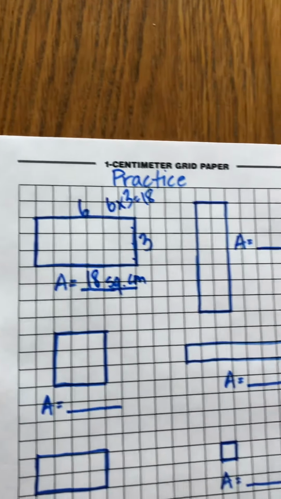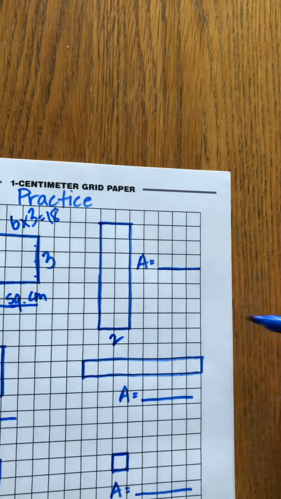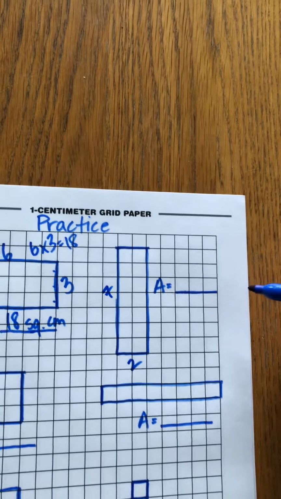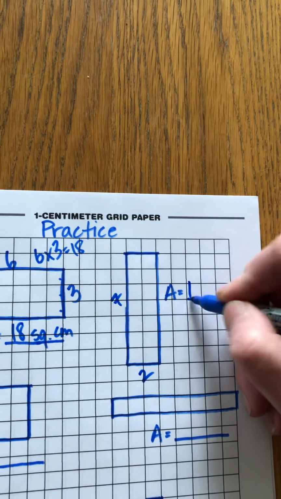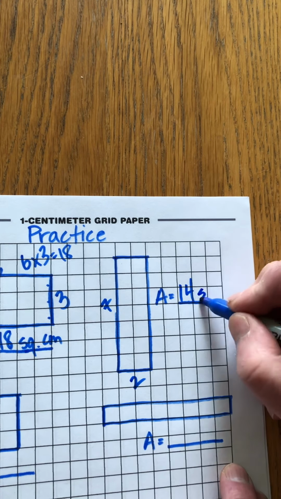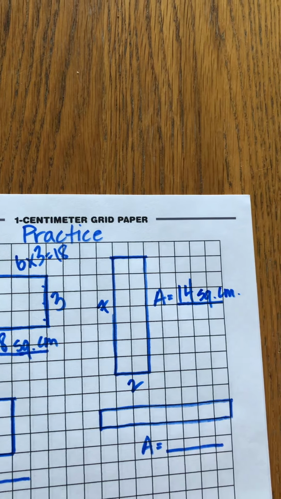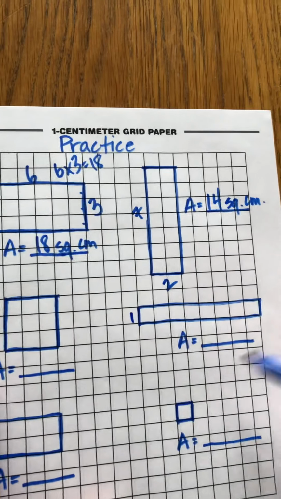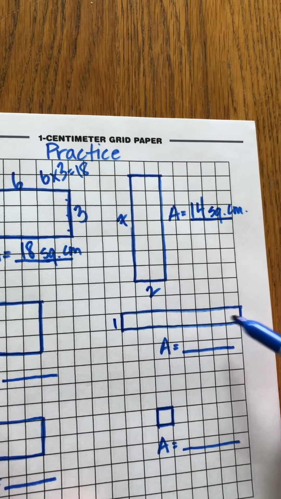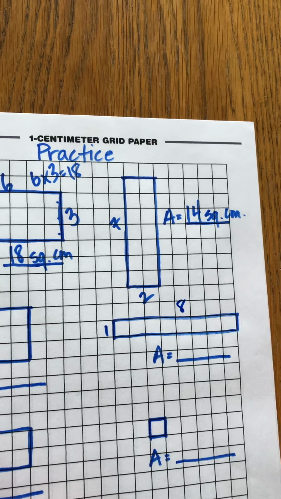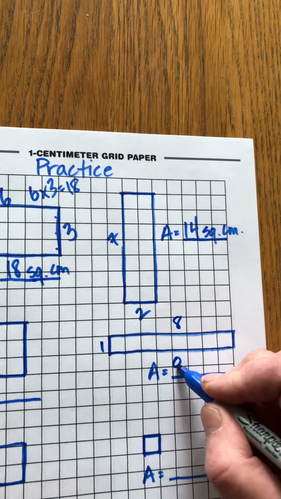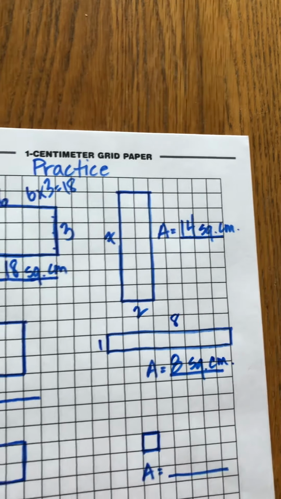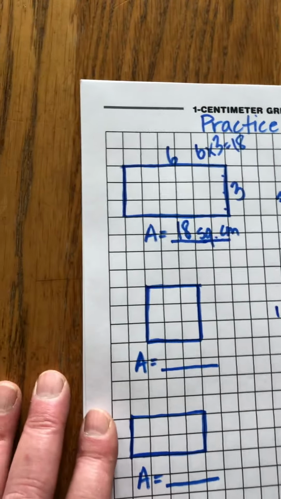Okay, let's go over to this one here. So this one is 2 centimeters. 1, 2, 3, 4, 5, 6, 7 centimeters. Okay, so 2 times 7 is 14 square centimeters. Okay, moving down to this one here. This is 1. This is 1, 2, 3, 4, 5, 6, 7, 8. Oh, well, I figured it out, right? 1 times 8 is 8. So this is 8 square centimeters.